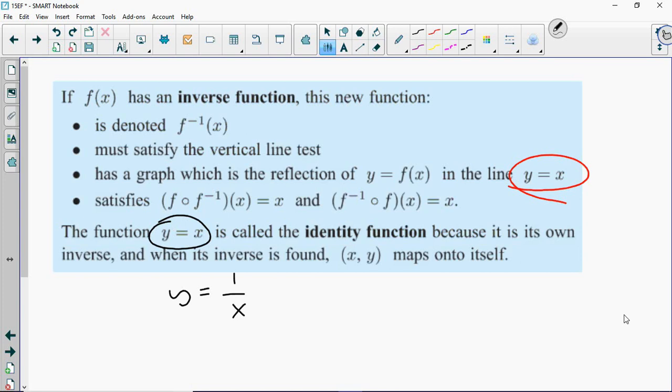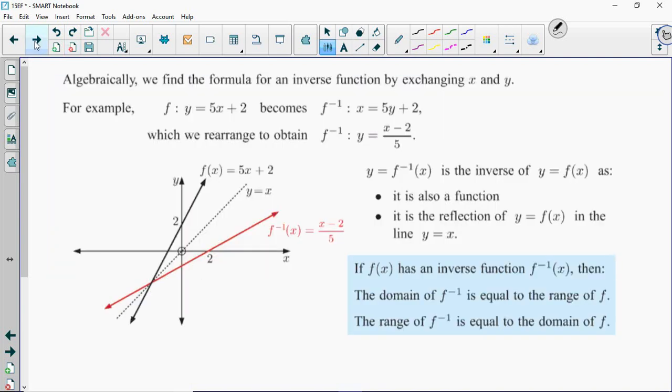But how could we find an inverse? And therefore, how else could we identify at a glance whether a function was its own inverse? Well, it's really simple. We just exchange x and y and then solve for y. So in this example, which has a typo in it, by the way, this should read f of x equals 5x plus 2. We'd find its inverse by exchanging x and y and then solving for y.